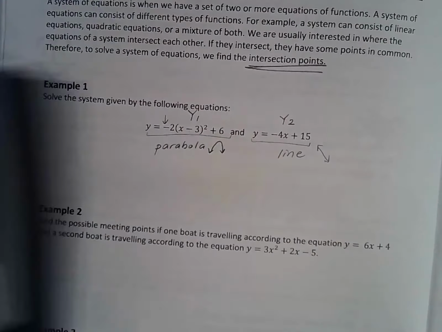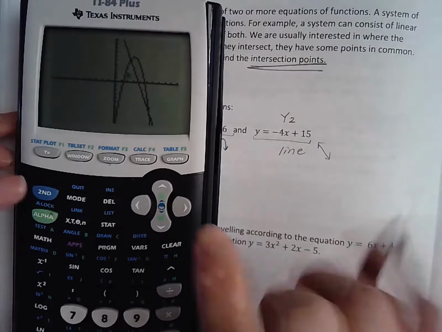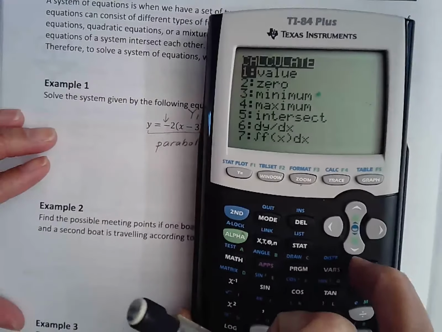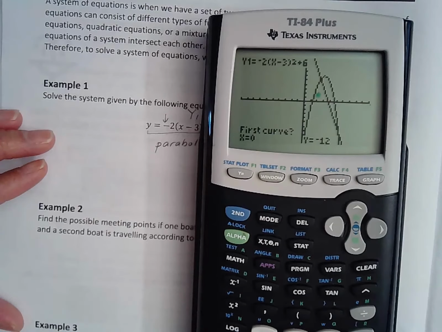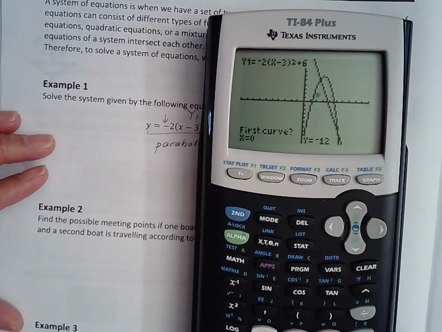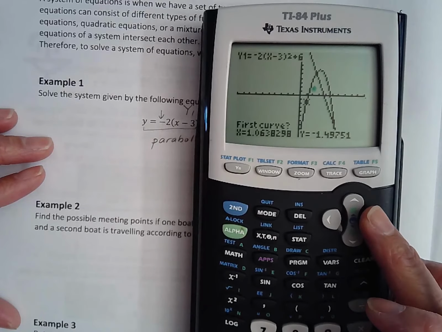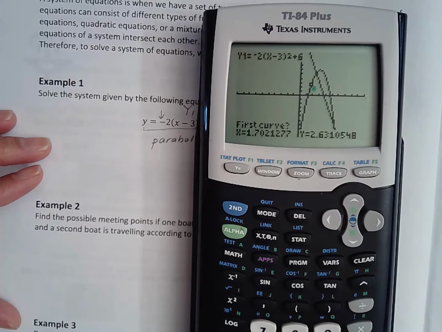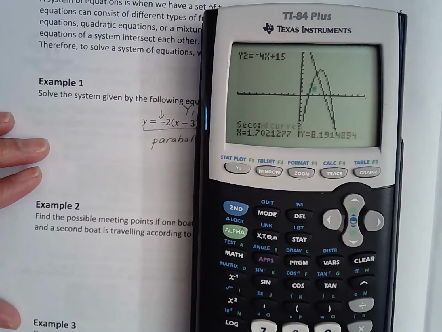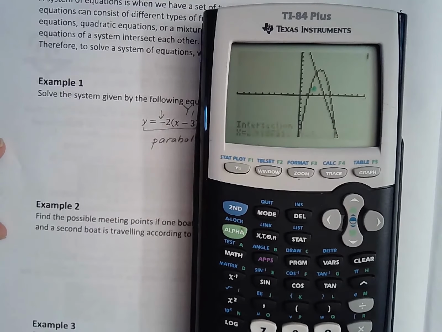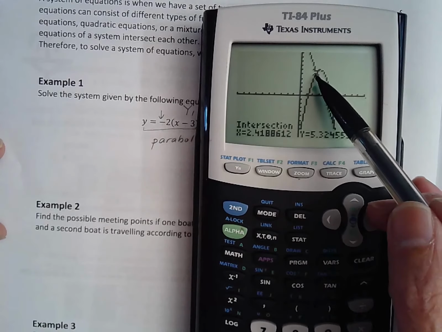Now, what are the points of intersection? So second function, trace, intersect is 5. And then they're going to ask you, what's your first curve? So press enter, and then press enter, and enter again. Because remember, it kept asking you, is this your first curve? Yes. Is this your second curve? Enter.